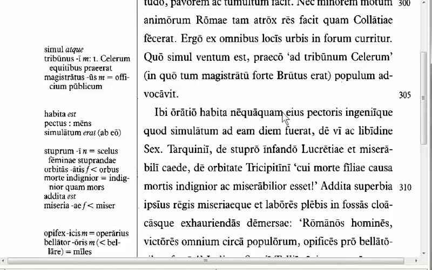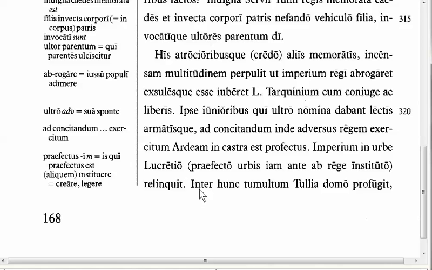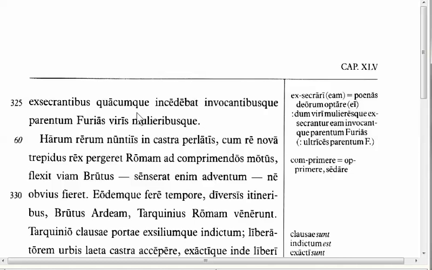People are shocked. In line 325, we'll start here with inter hunc tumultum tulia domo profugit. In the midst of this tumult, in the middle of this riot, Tullia ran out of her house, ran away from home, with men and women cursing her wherever she was going, and with the men and women calling upon the avenging furies, the avengers, parentum of parents. So here we have execrantibus, ablative plural masculine, going together with viris mulieribusque, with men and women cursing.